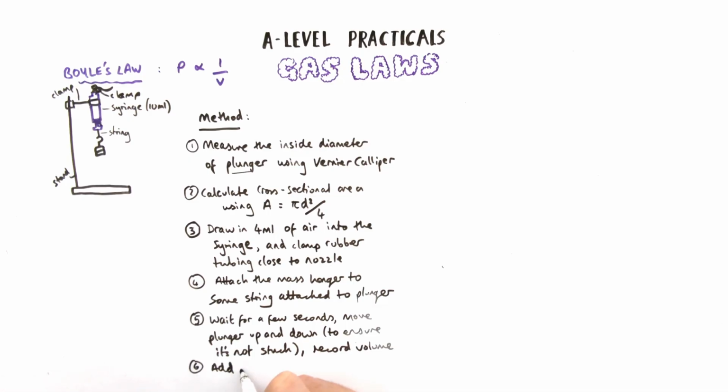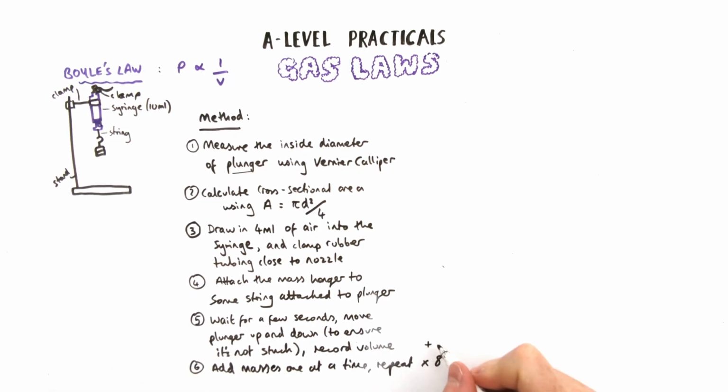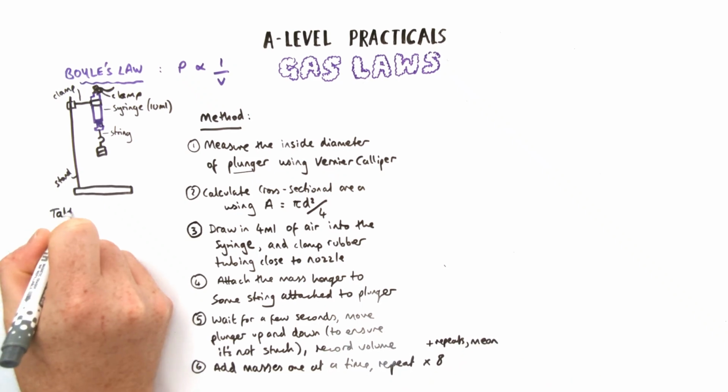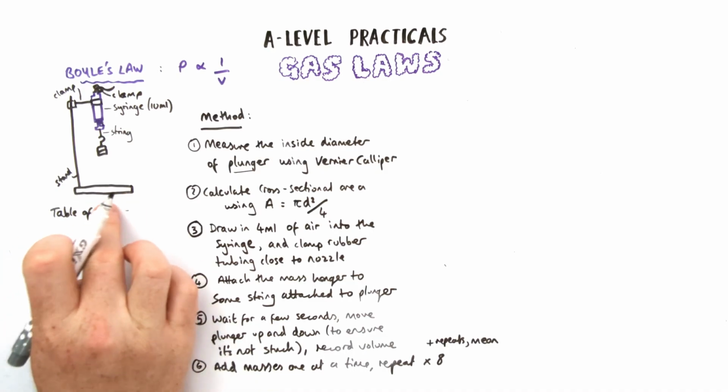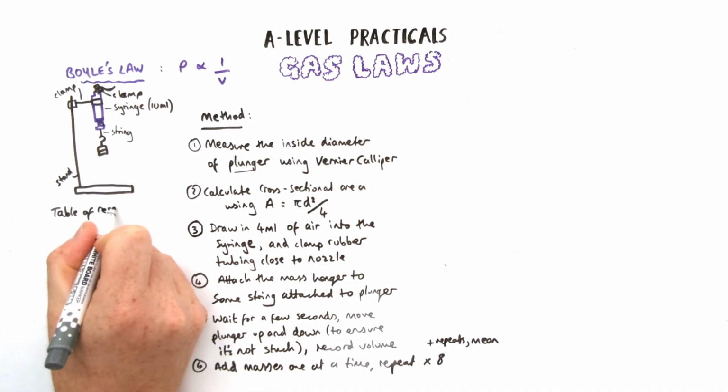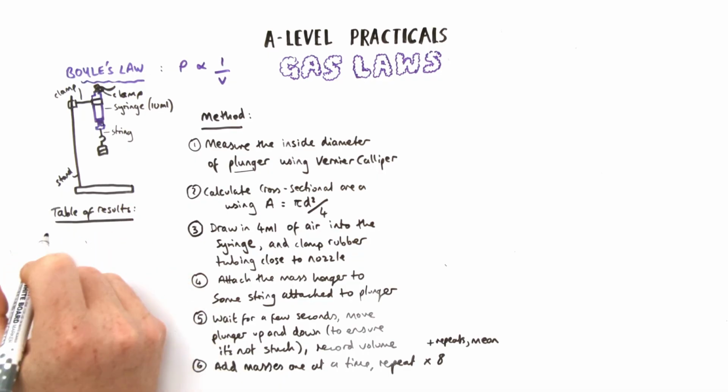So we're going to add initially with just the mass hanger on it, we're going to record the volume, then we're going to add masses one at a time and record the volume on the syringe. You're going to want at least 8 results to get a graph, and you're going to want to repeat readings as well. So those are the two things we're measuring. We're going to change the mass, record that, and then we're going to measure the volume. However, that is not by far the end of the story.